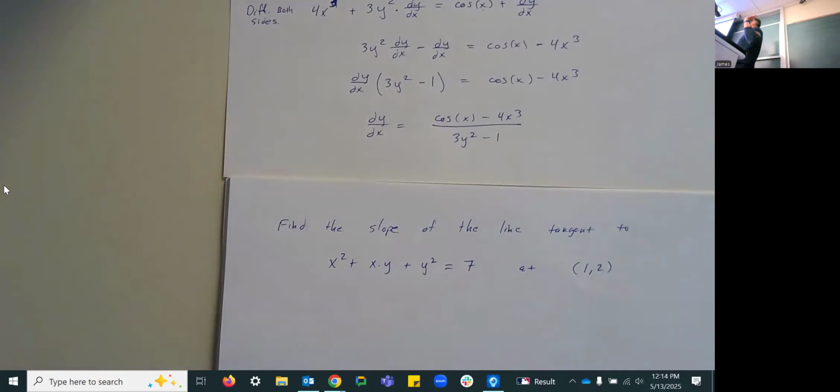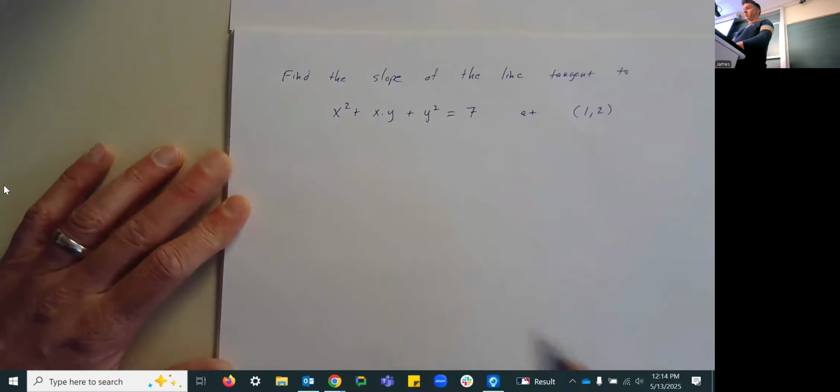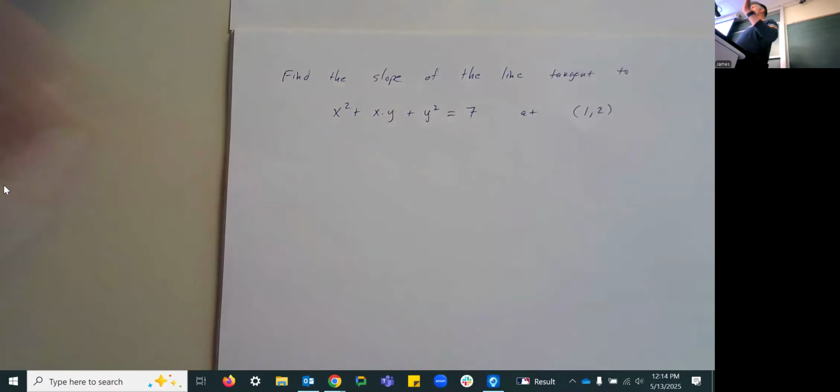So we're going to start off the same way. We're going to differentiate both sides. Again, because we can't really solve for y here. So the clue that we're doing implicit is often that you've got a bunch of x's and y's on both sides or mixed up on one side of this equation.